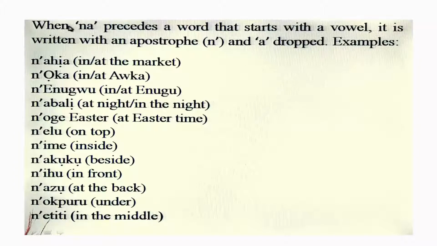The second one is when na precedes a word that starts with a vowel. Here it is written with the apostrophe and the A dropped. The A is dropped because two vowels are coming together, so you have to drop one. As a rule, when it precedes a word that starts with a vowel, you drop the A and replace it with an apostrophe. Examples: n'ahịa, n'ọka, n'Enugu, n'abalị, n'oge Easter, n'elu, n'ime, n'akụkụ, n'ihu, n'azụ, n'okpuru, n'etiti.